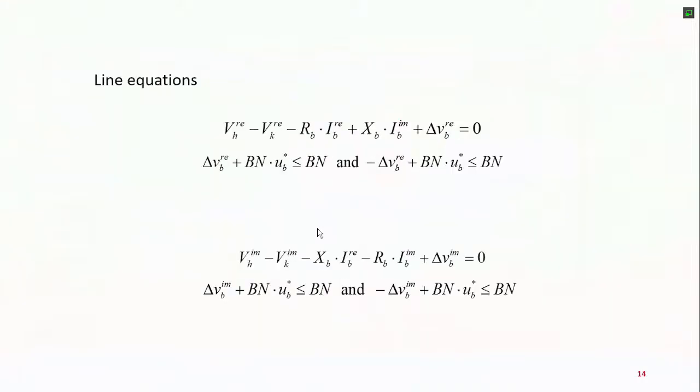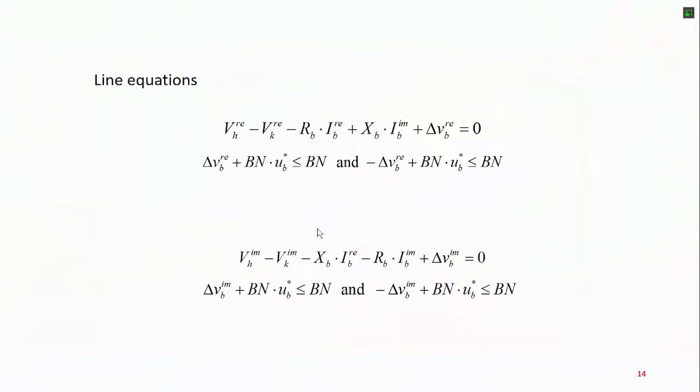So these are the line equations. As I said before, the line equations here are quite simple because, since they are written in voltages and currents, they are linear. They are not the usual power flow equations in which, since they are written in power, they have the non-linearities inside. And this is for the real part, and this is for the imaginary part, with the resistance and reactance of the branch.